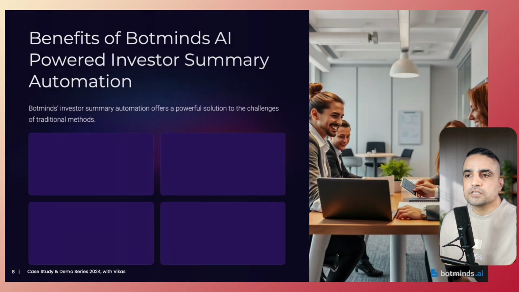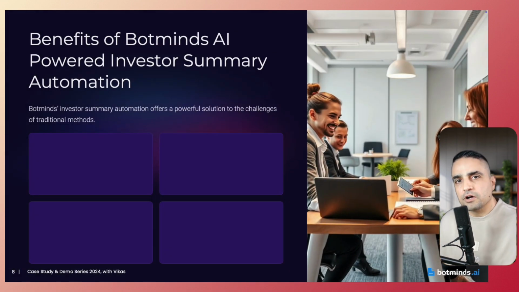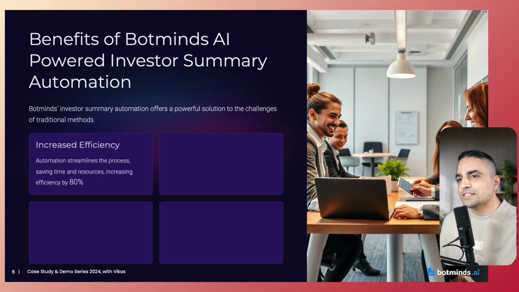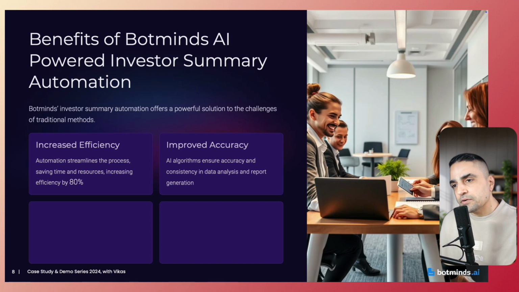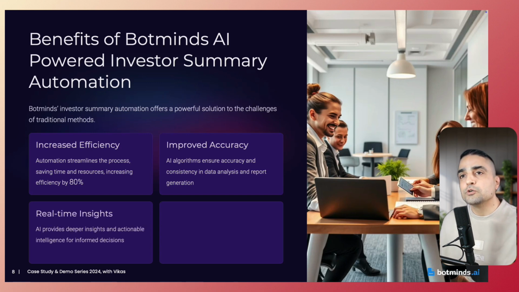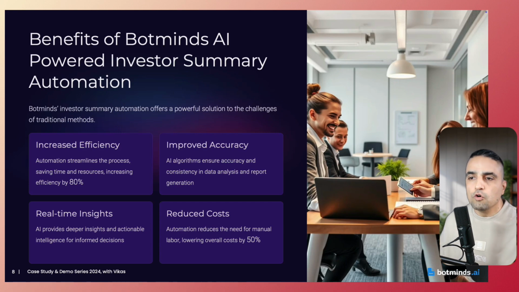Let's recap the benefits of automating the investor summary process with Botminds. First, there is efficiency. By automating the data extraction and reporting process, you save time and resources. We're looking at up to an 80% increase in efficiency. Then there's accuracy. AI algorithms ensure that data is consistent and any manual errors are removed. And of course, real-time insights. You get actionable insights as soon as they are needed, which helps in making better decisions. Plus, by reducing the need for manual labor, overall costs could go down by as much as 50%.